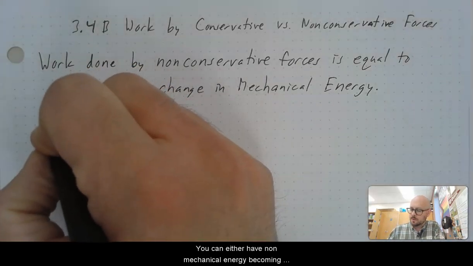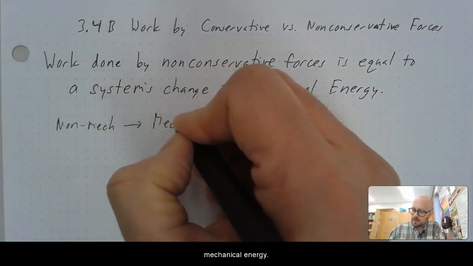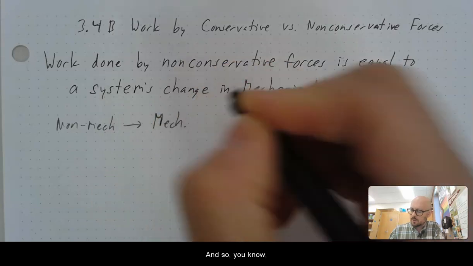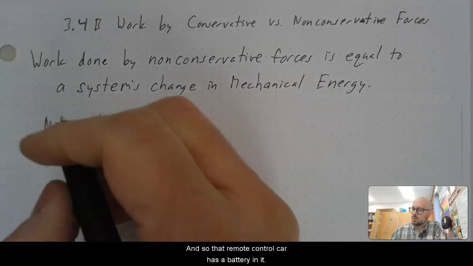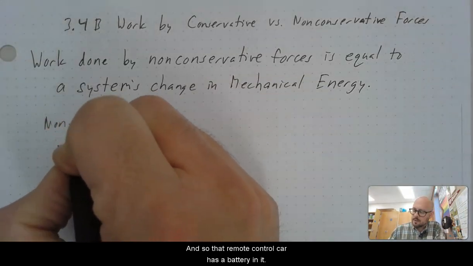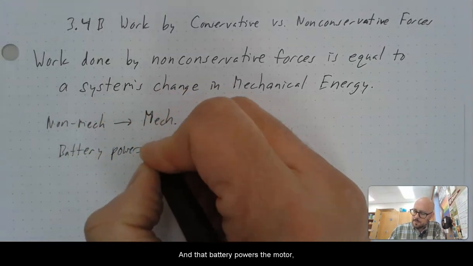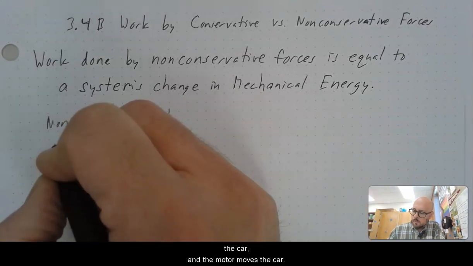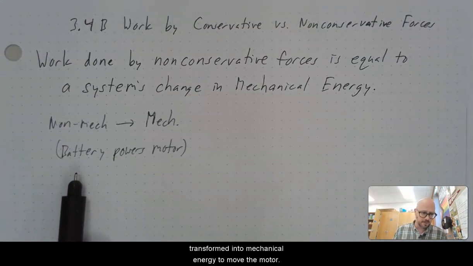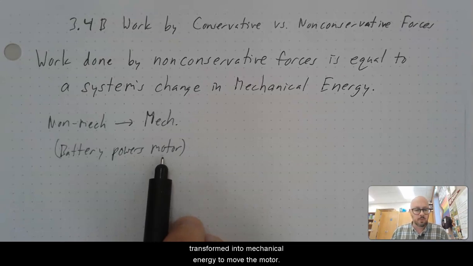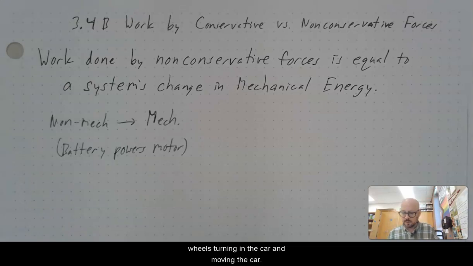You can either have non-mechanical energy becoming mechanical energy. My son just got a remote controlled car for Christmas. That remote control car has a battery in it, and that battery powers the motor in the car, and the motor moves the car. So the chemical energy inside the battery is transformed into mechanical energy to move the motor, and that's transformed into the mechanical energy of the wheels turning in the car and moving the car.